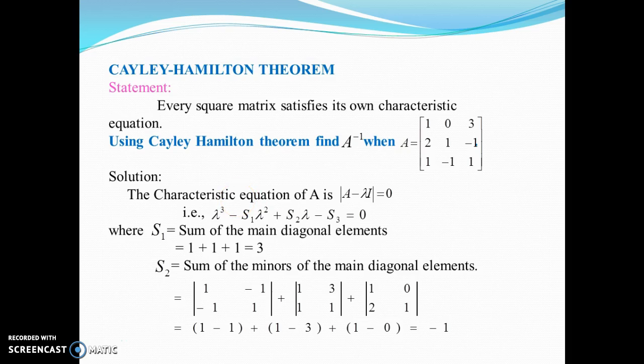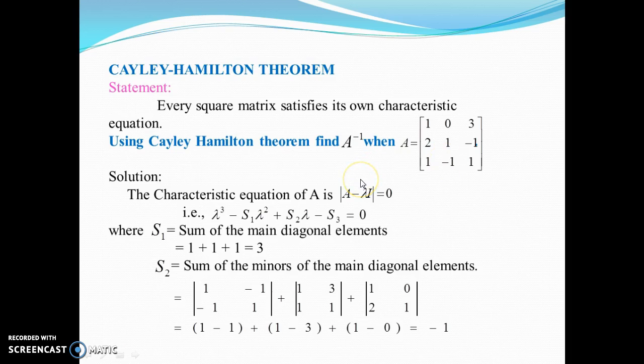Next we see the Cayley-Hamilton theorem. It means every square matrix satisfies its own characteristic equation. We see one example of the Cayley-Hamilton theorem. Using the Cayley-Hamilton theorem, find A inverse when A is a given matrix.